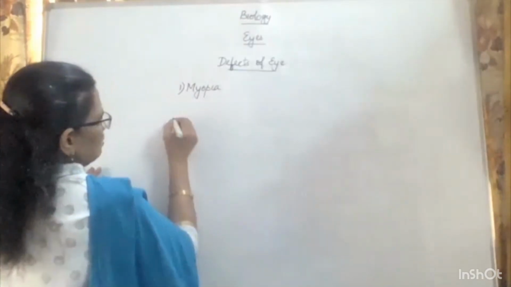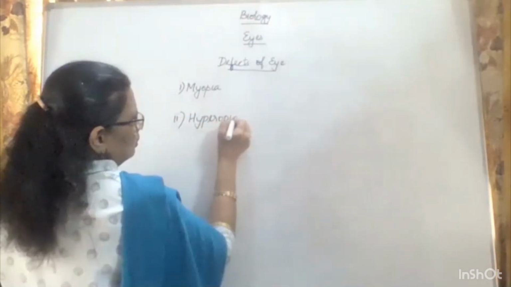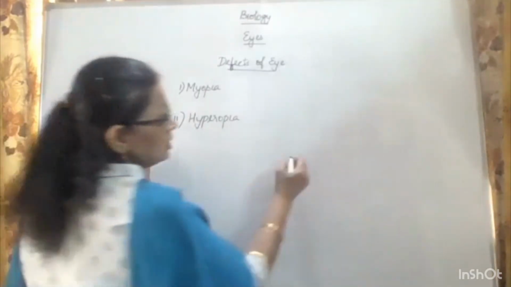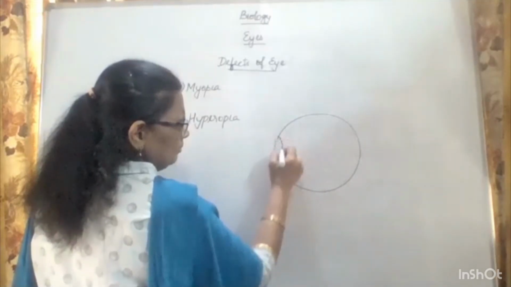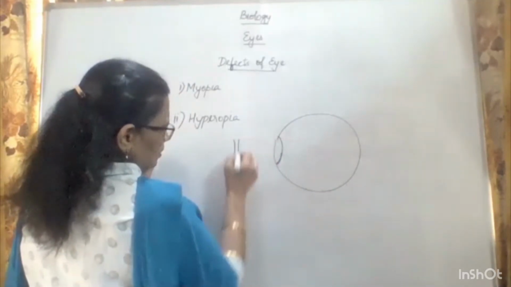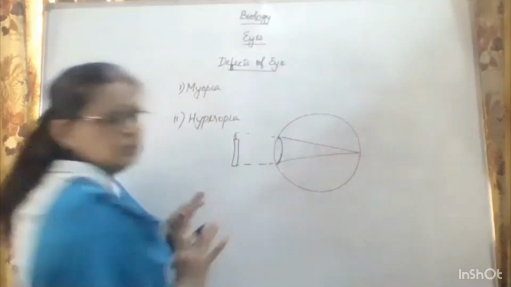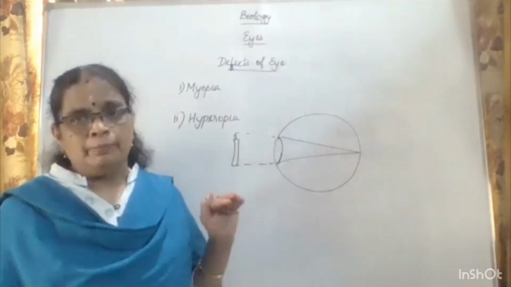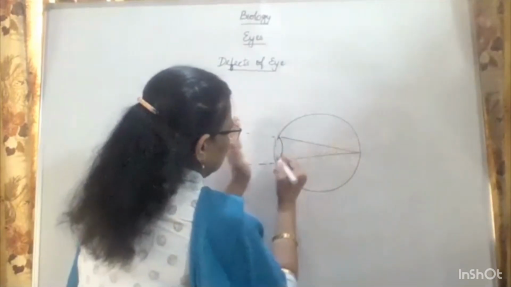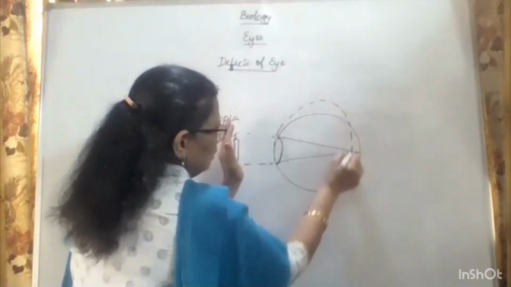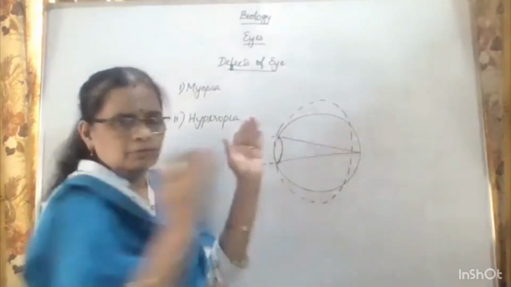The next one is hyperopia or farsightedness. That's also the same. If this is the eyeball, this is the lens. Different types of diagrams can be drawn. This is the object. The image is formed on the retina. This is normal condition. But in case of hyperopia, what happens? The eyeball shortens. When it shortens, it becomes like this. It is shortening from front to back.